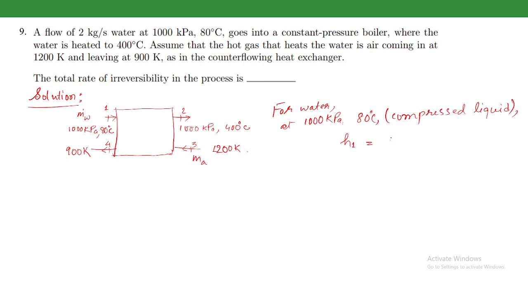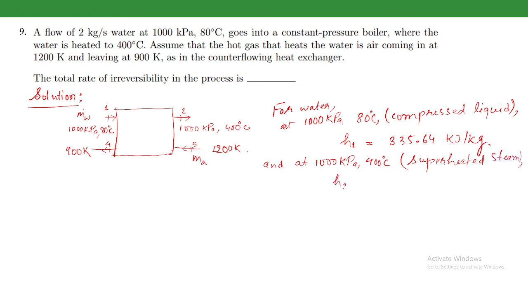H1 is 335.64 kilojoule per kg, and at 1000 kPa, 400 degrees Celsius, for compressed liquid, it will be a superheated steam. Okay, so in this case the enthalpy will be 3262.82 kilojoule per kg.